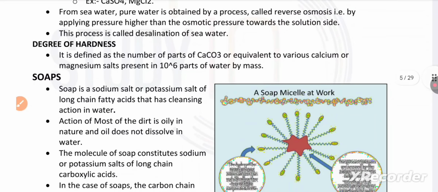From seawater, pure water is obtained. The process, very important, is reverse osmosis. This is the concept: applying higher pressure than the osmotic pressure. Water usually has osmotic pressure. Applying high pressure, we can desalinate the seawater, and it will be provided as drinking water.